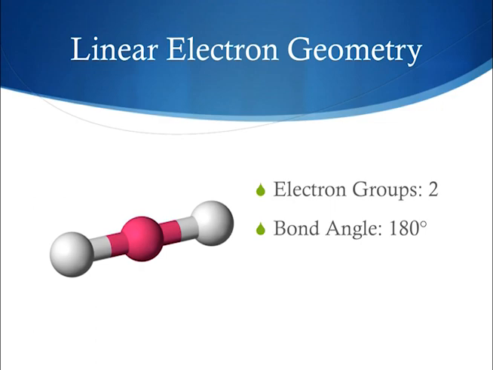Okay, so first we're going to talk about linear electron geometry. And with linear geometry, you have one central atom and then 2 electron groups that go off to the side. So we're going to do a little example to show you how you can come up with this, okay? So we're going to look at carbon dioxide. So we have C, carbon, which is our central atom, that's double bonded to an oxygen on one side and an oxygen on the other side.